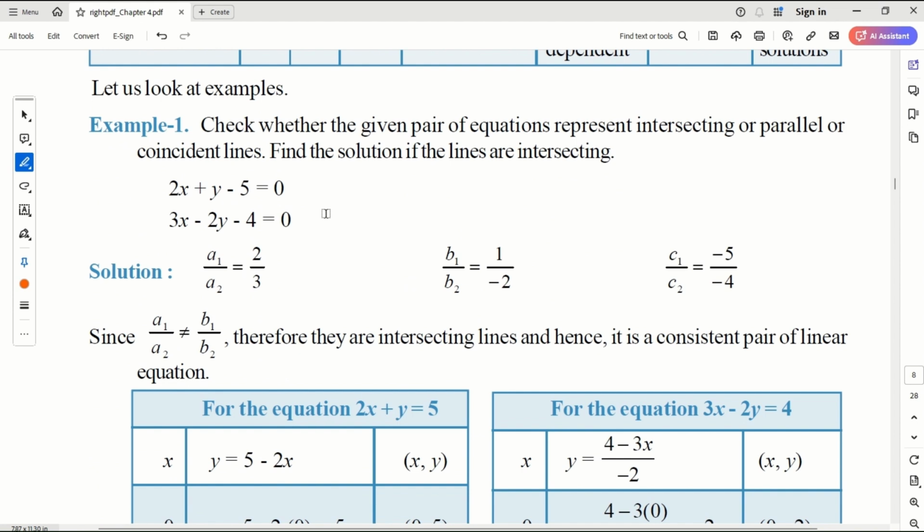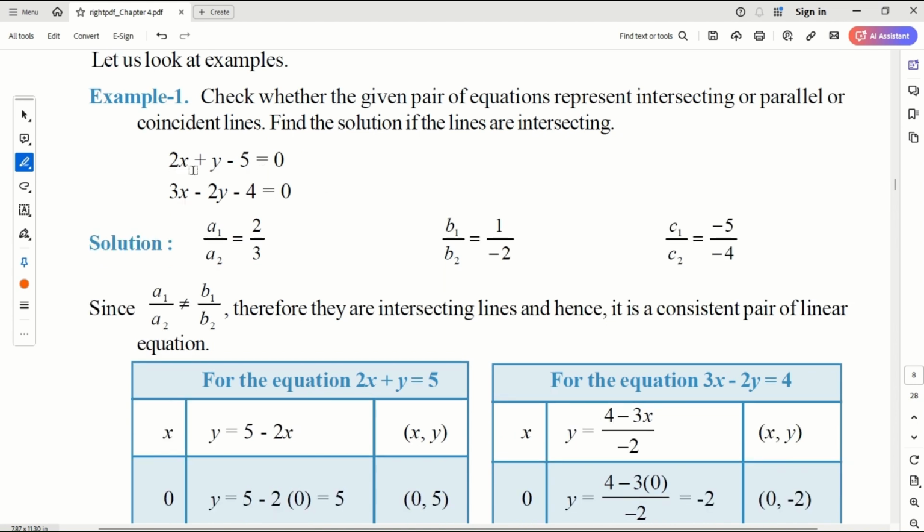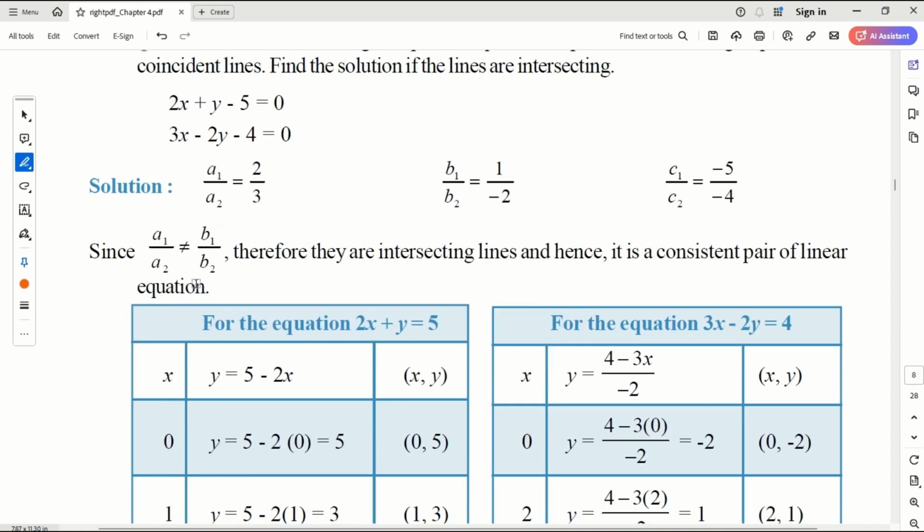Let us see more examples. Check whether the pair of linear equations represent intersecting, parallel, or coincident lines. Find the solutions if the lines are intersecting. These are the two equations: 2x plus y minus 5 equal to 0, and 3x minus 2y minus 4 equal to 0. So a1 by a2 is 2 by 3, b1 by b2 is 1 by minus 2, c1 by c2 is minus 5 by minus 4. We observe that a1 by a2 is not equal to b1 by b2, so with the above knowledge we should know that they have an intersecting solution.